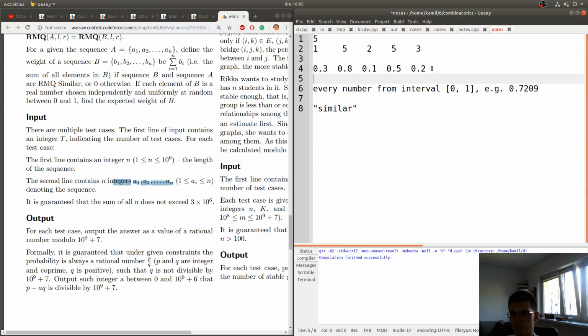We are asked about probability. And this example shows that it isn't necessary that for every two numbers, if one number is bigger than the next number, then the same must be true in the second sequence. Here we see that the first number in the second sequence is bigger than the third one, but it's the opposite in the first sequence.